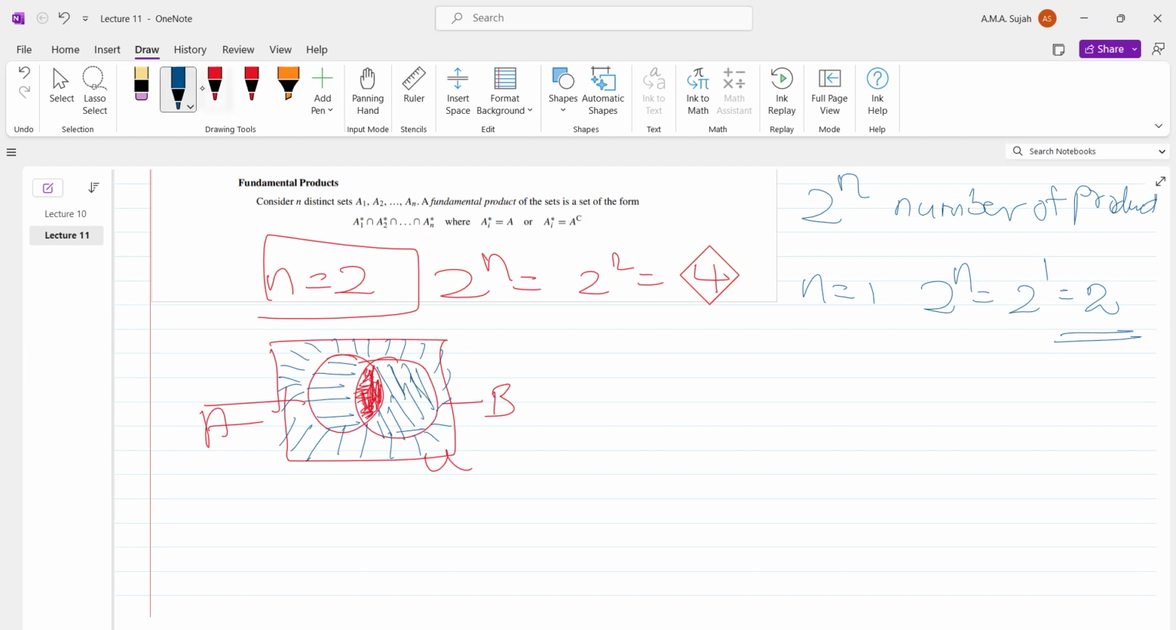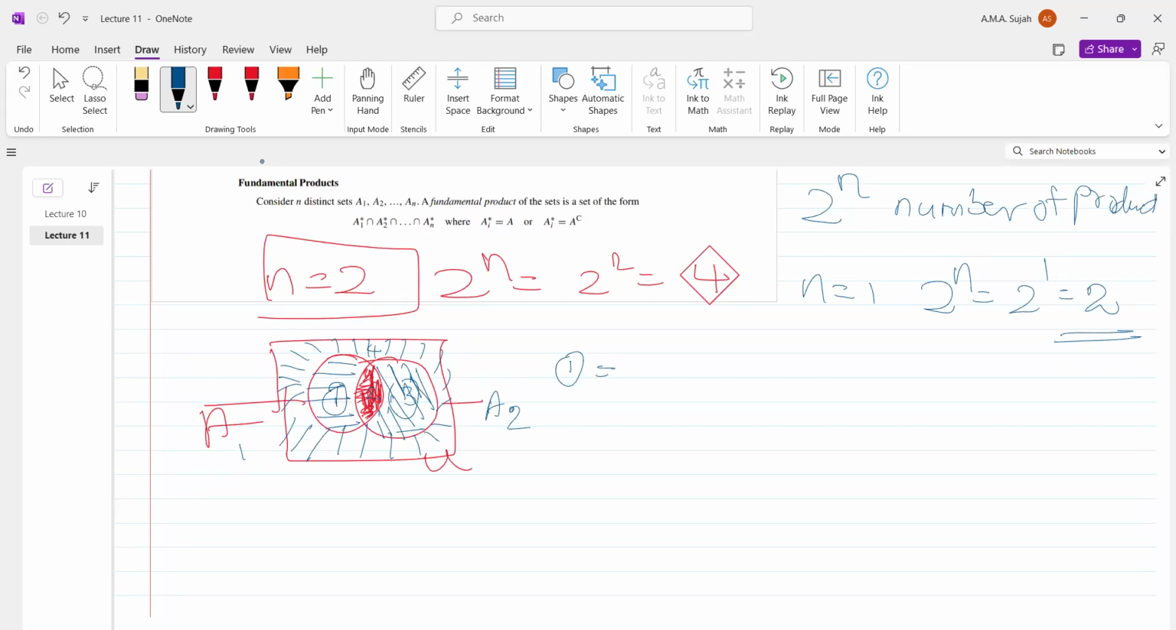So now we can say this is 1, this is 2, this is 3, this is 4. How can we explain this one? Maybe you can think this is A1, this is A2. So you have n number of different sets, then you can find out 2 to the power n number of different sub elements in the products of sets.